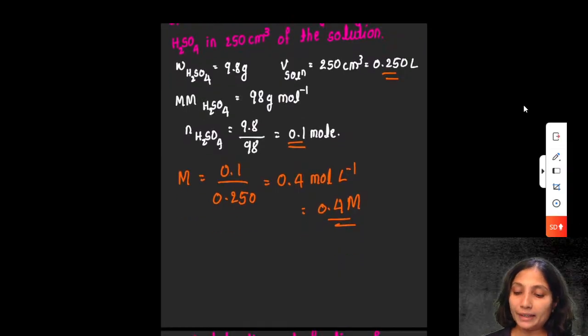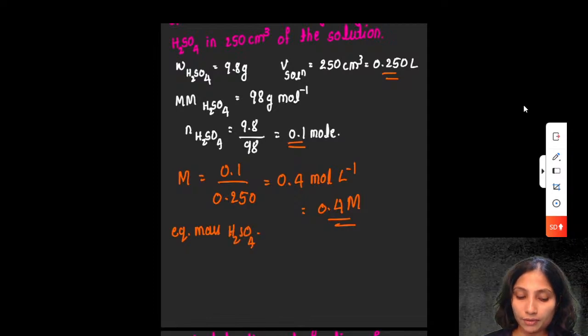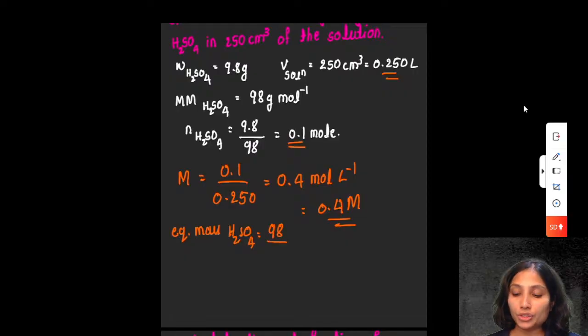Next, come to normality. Next we are asked to calculate normality also. How to calculate normality? I'll tell you two techniques here. First, we want equivalent mass of H2SO4. Equivalent mass of H2SO4 is equal to its molecular mass divided by n factor. N factor in H2SO4 is 2. So 98 divided by 2 is 49.